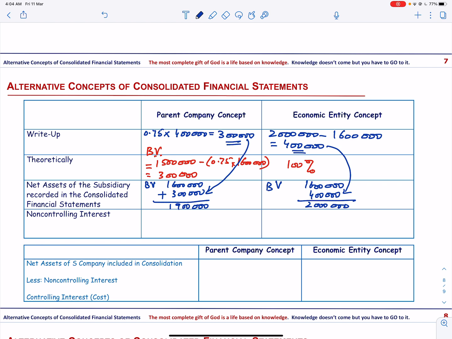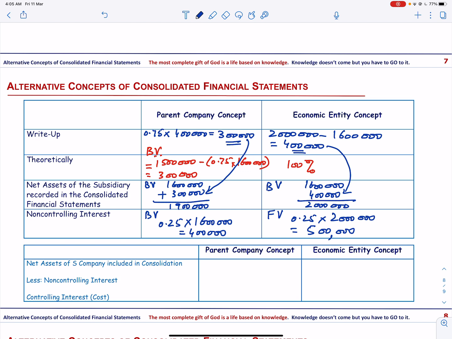In case of parent company, the non-controlling interest is reported as its percentage interest in the reported book value of the net assets of S company. Now, parent company has acquired 75%, so the non-controlling interest is 25% of 1,600,000, and this is equal to 400,000. While the non-controlling interest in case of economic entity concept will be reported at its percentage interest in the fair value and not book value of the net assets of S company, that is 25% times 2 million, and this is equal to 500,000.